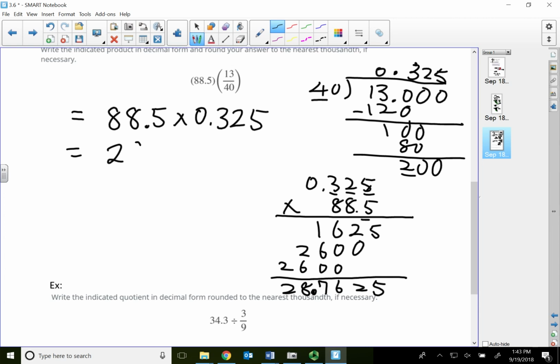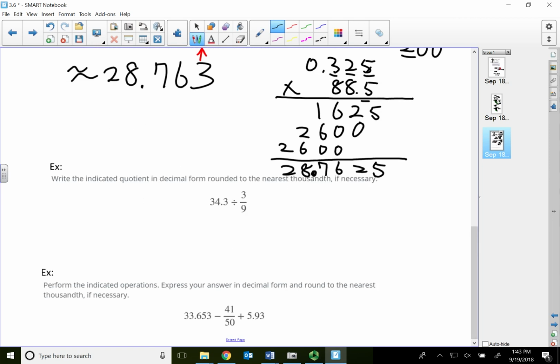So right now my answer is 28.7625. But I need to round to the nearest thousandth. So the thousandths place is my 2. The 5 will make my 2 go up. So my answer is 28.763.